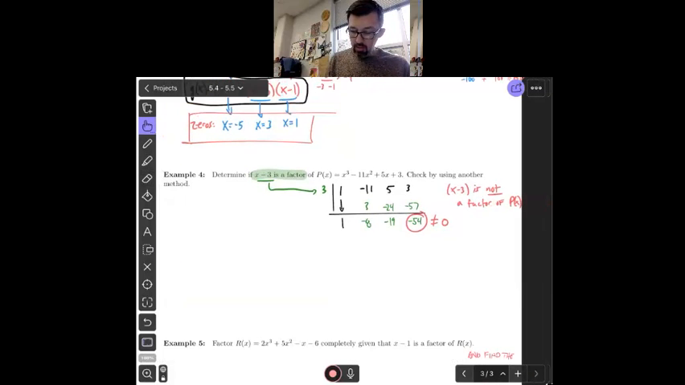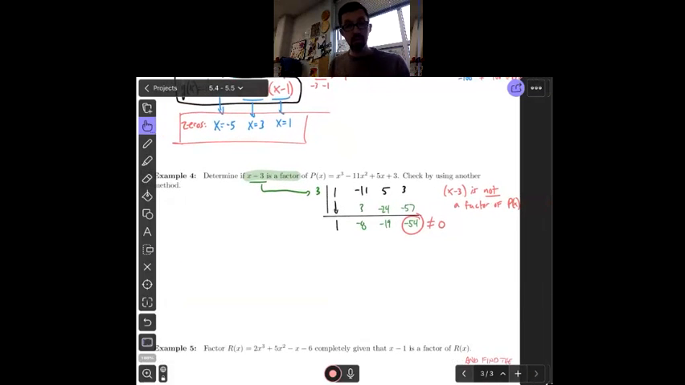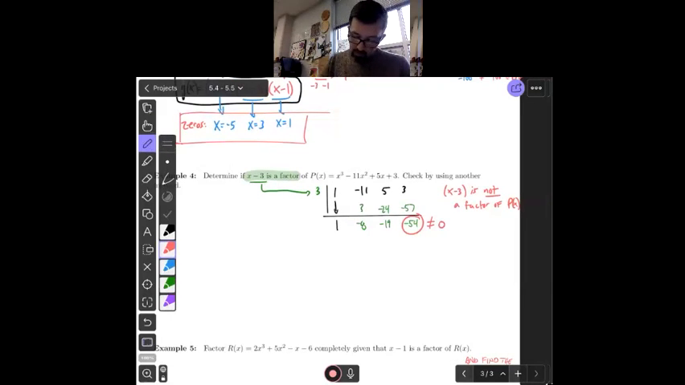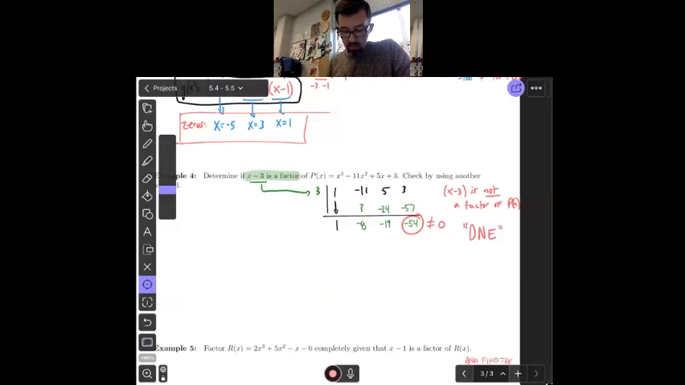I believe how the computer wants you to address that, if it doesn't work, is to type in the phrase does not exist, so just DNE. Because the way they ask is, if it's a factor, type in what you would need to multiply it by in order to get the original thing. What that means is there's nothing you can multiply x minus 3 by to get this. So that thing does not exist, is what they're going for.